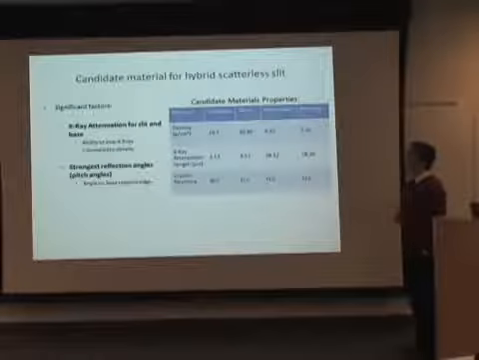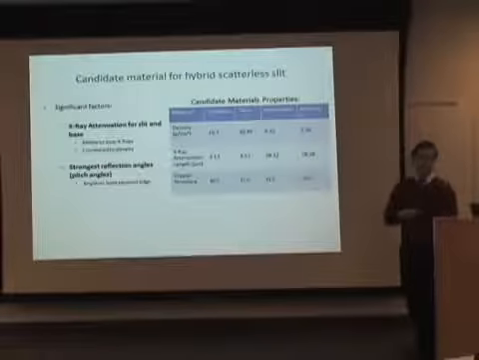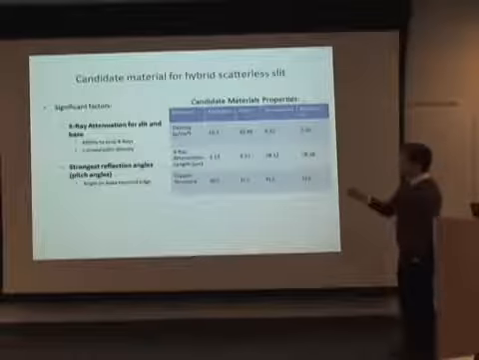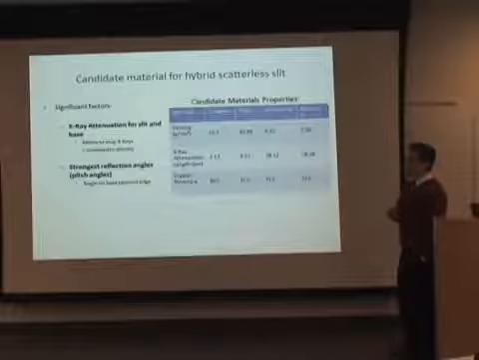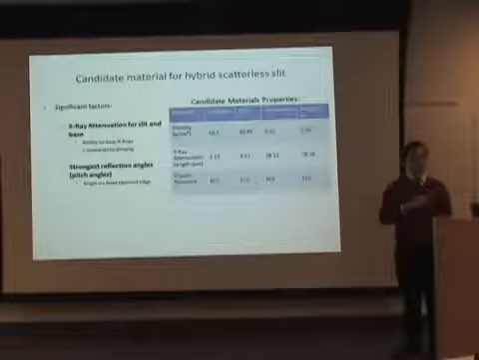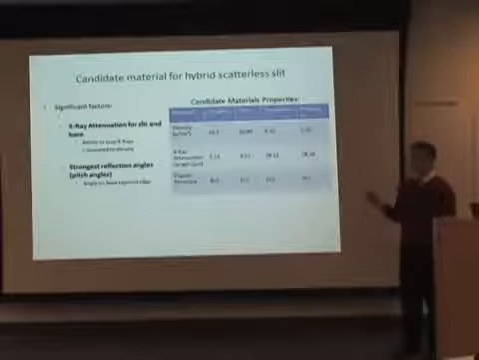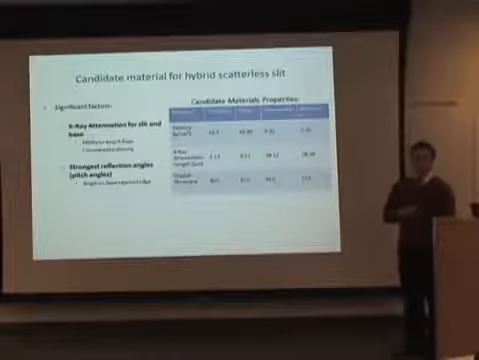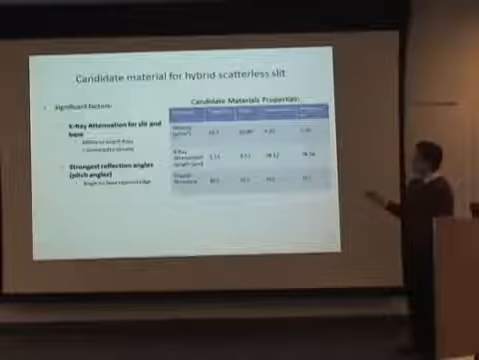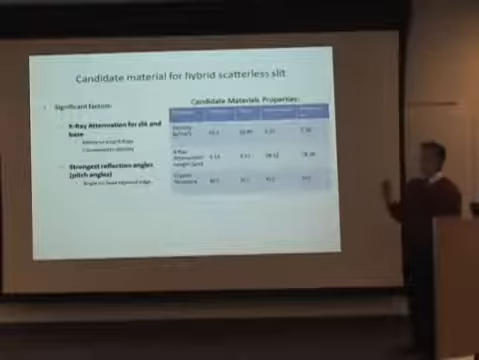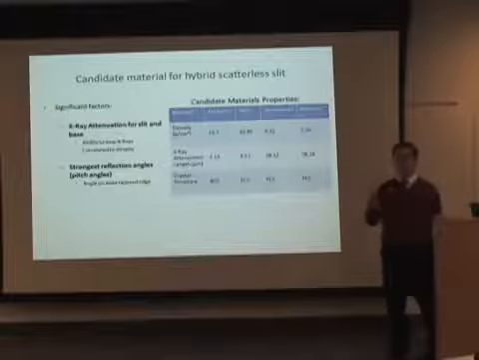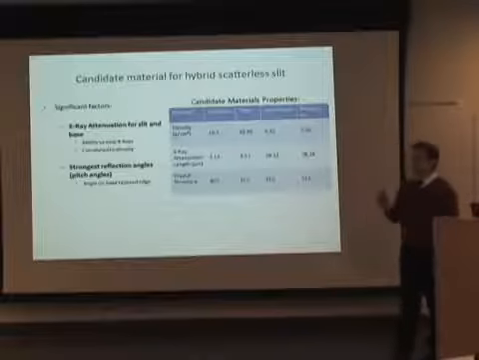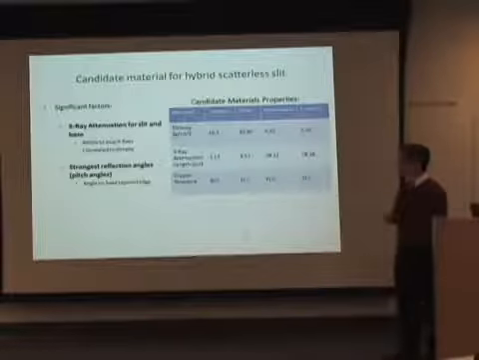And some factors that we take into account when choosing candidate blade materials. One is the X-ray attenuation, which is the ability for the material to stop the X-ray from penetrating through, which is correlated to the density. And of course, the smaller the X-ray attenuation, the better, because the less material it takes to stop the X-ray from penetrating.